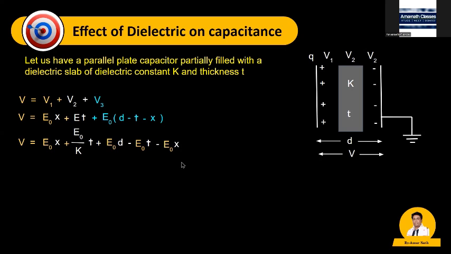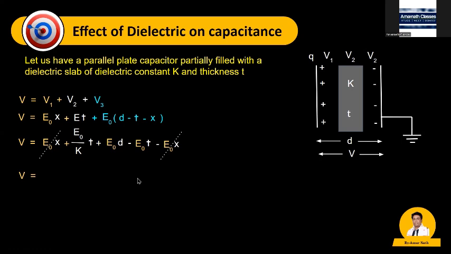So E naught X will cancel. Remember, whatever answer you get is independent of the position of the dielectric slab, because X is eliminated now. X is the position of the dielectric from one plate. So as the answer is independent of X, it means if you place the dielectric here, somewhere here, in contact with the other plate, or in contact with the first plate, the answer will not be different.